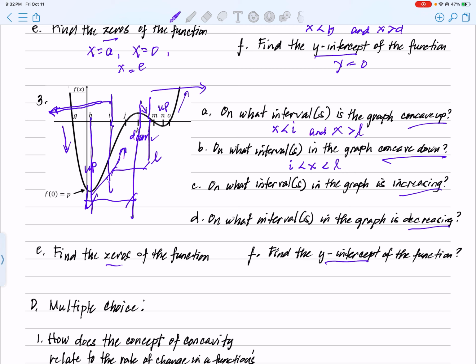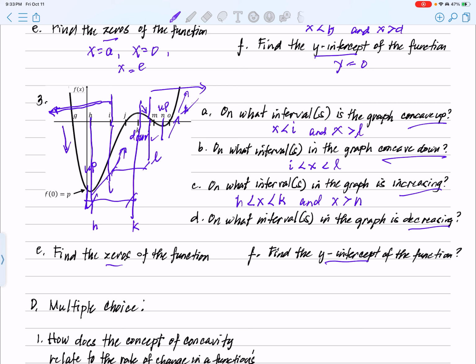This interval, H and K, right? It starts to increase. So from the interval of H to K, it increases. What else is increasing? Right here, it's increasing. So starting from here, going up. So when x is greater than n, that is increasing.